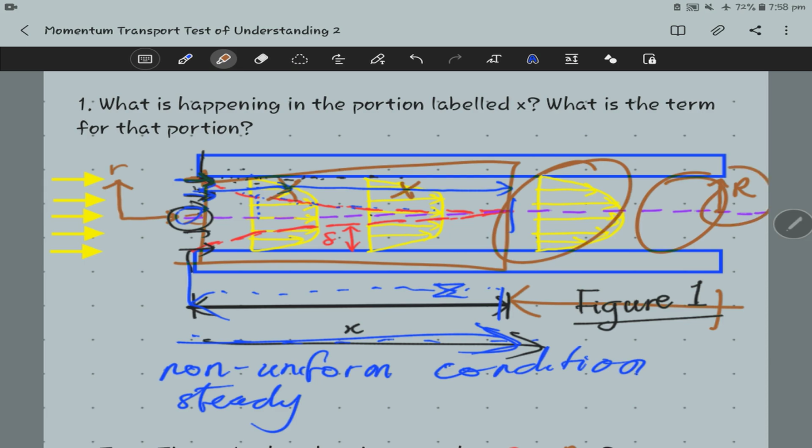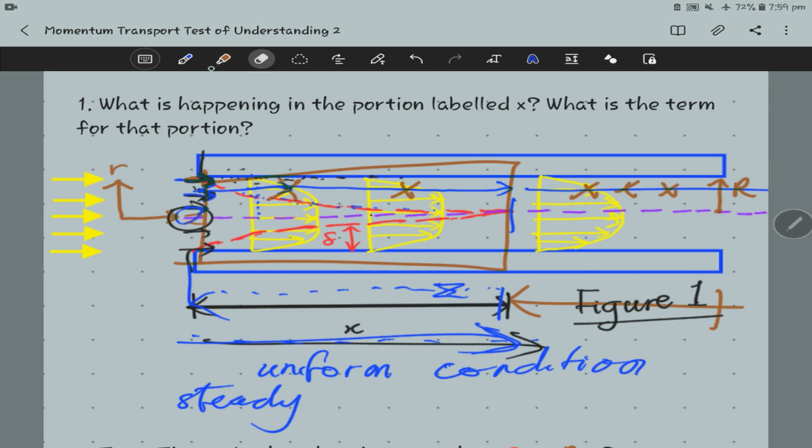And what is happening there is that after it has exited the entrance region, if I choose a particular location along this line here, because the velocity profiles along the line are the same, you could say that within that region, the condition that we're having there is uniform.